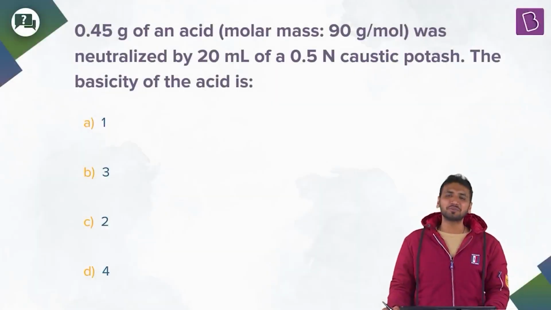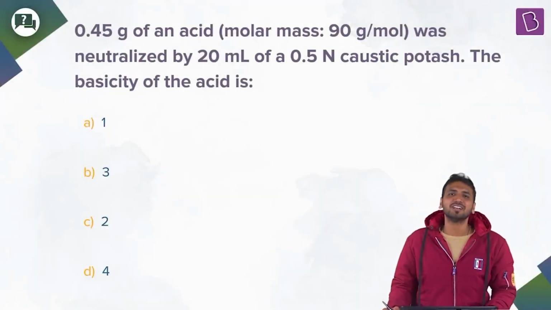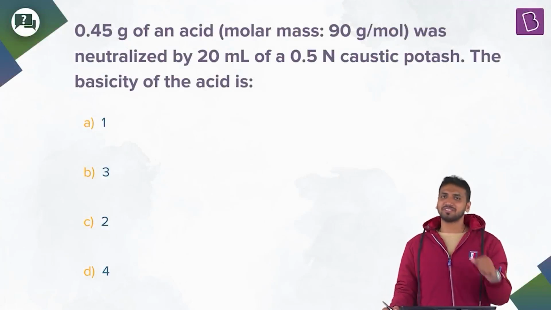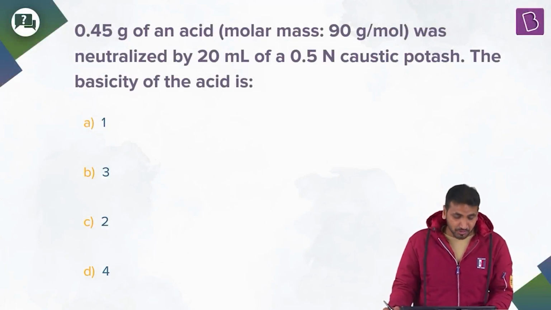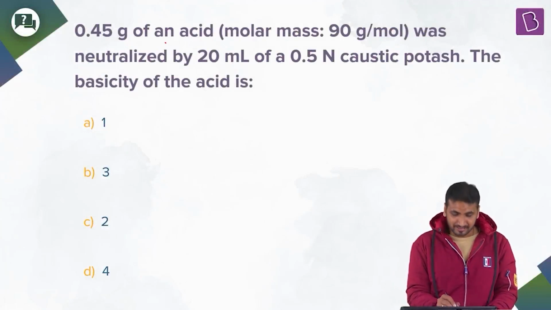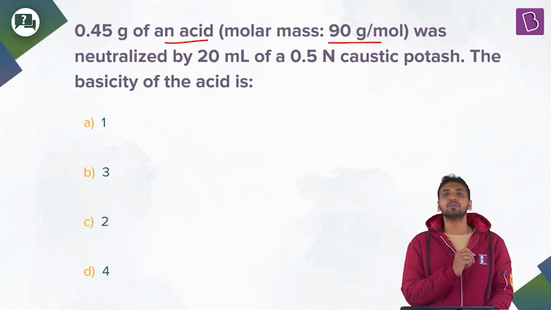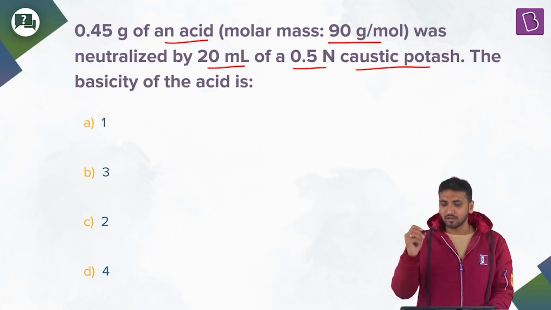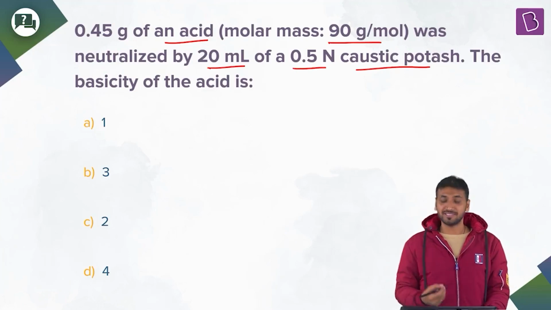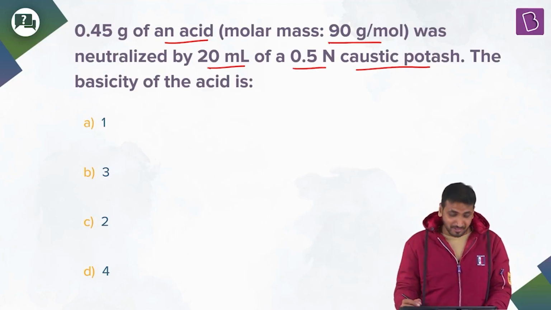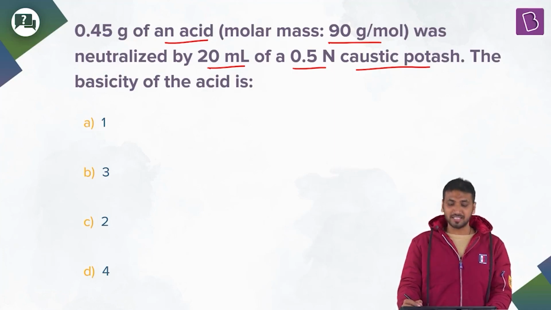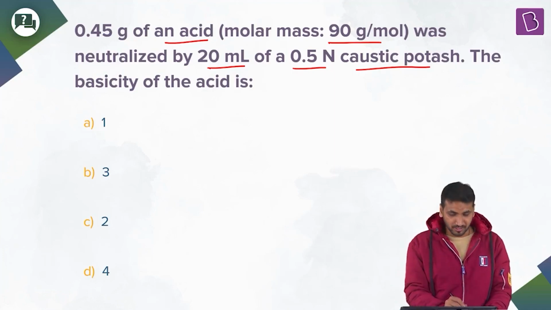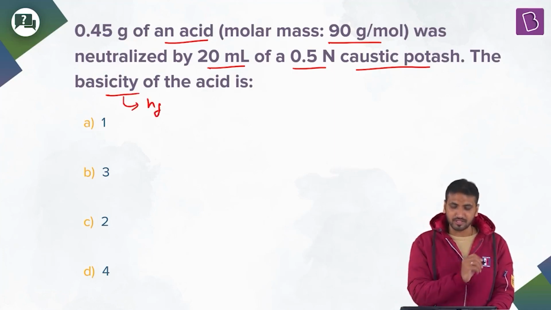So here we have a very sweet and simple numerical from neutralization reaction. Let's see what the question says. 0.45 gram of an acid, molar mass is 90 gram per mole, was neutralized by 20 ml of 0.5 normal caustic potash, that is KOH, the fancy name of potassium hydroxide. The basicity of the acid is, so basically you have to figure out the n factor for your acid, right?